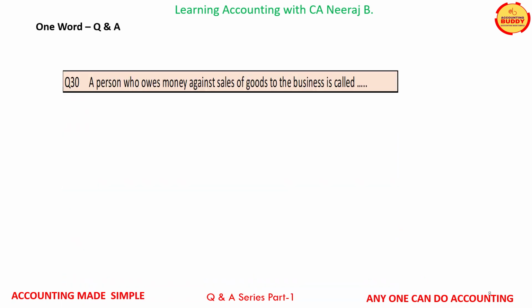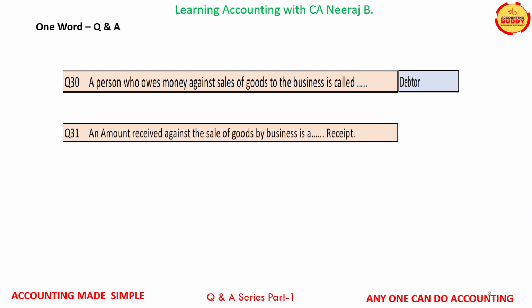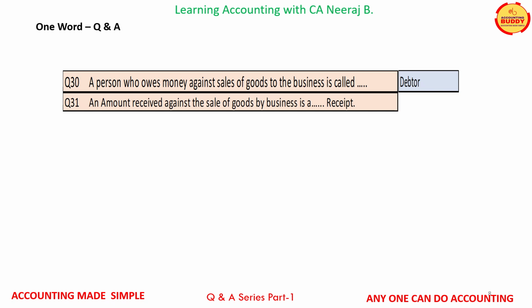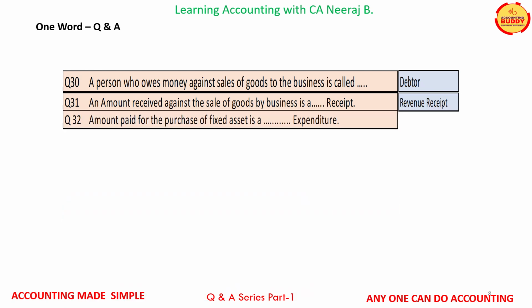Question number 30 on your screen: a person who owes money against the sale of goods to the business is called a debtor. Question number 31: an amount received against the sale of the goods by a business is a dash receipt. It is a revenue receipt. Question number 32: amount paid for the purchase of the fixed asset is a dash expenditure. Yes, absolutely right, it is a capital expenditure.